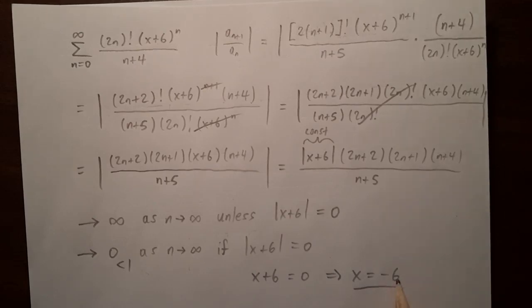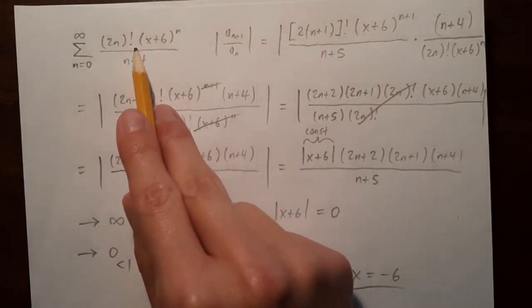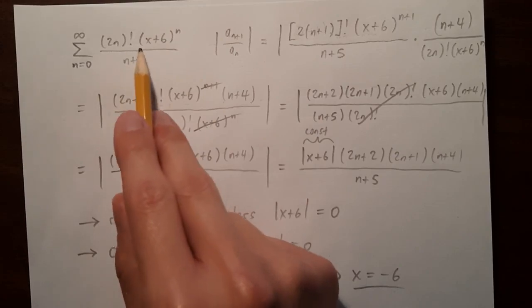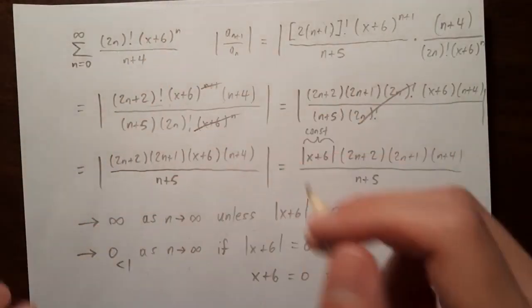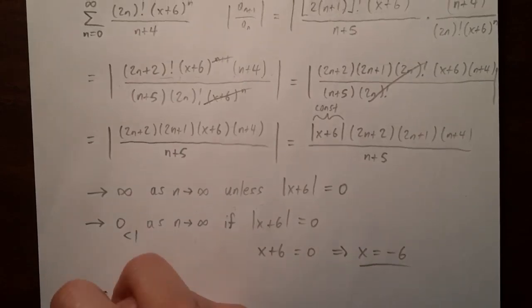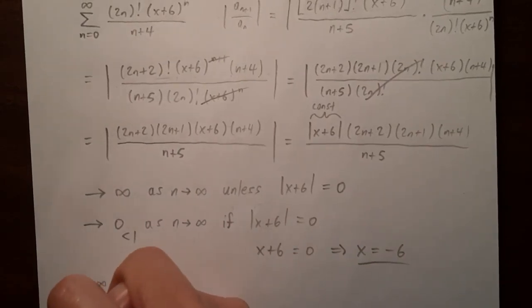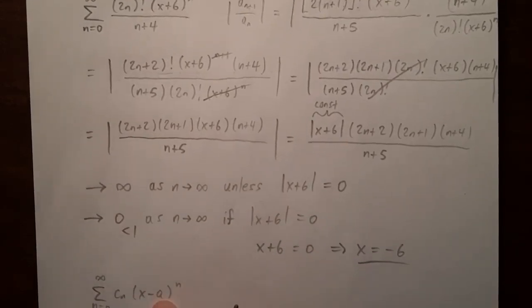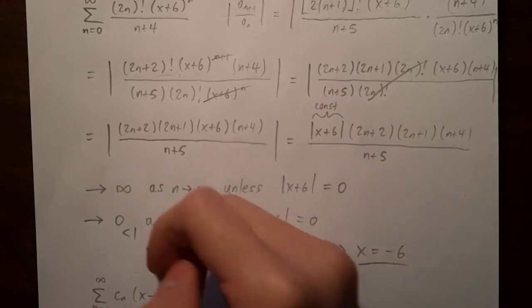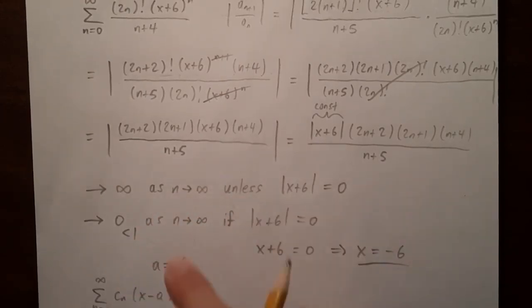Does that make any sense? I think so, right? So if we look at this, this is a power series which is centered at -6, right? So remember that the general form of a power series is sigma sum of c sub n times x minus a to the n. In order to get x plus 6 to show up here, I need to pick a equals -6.